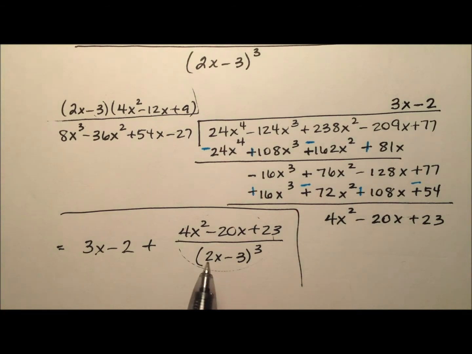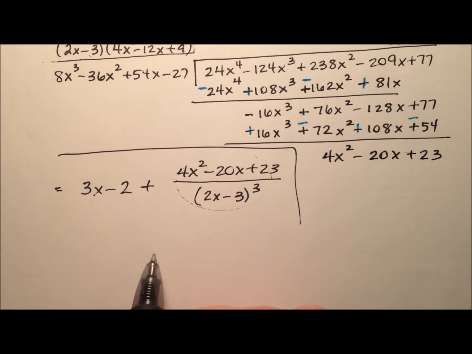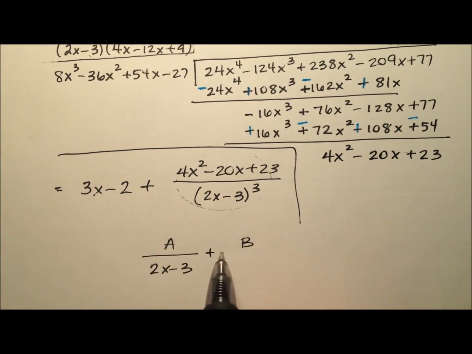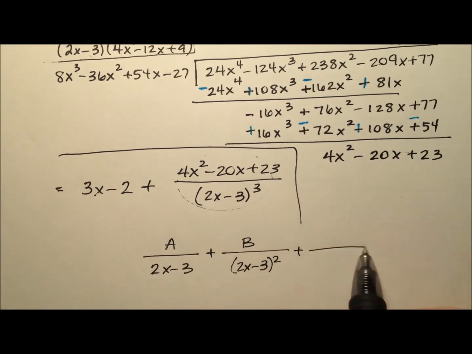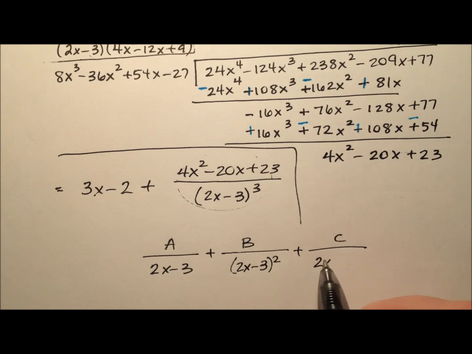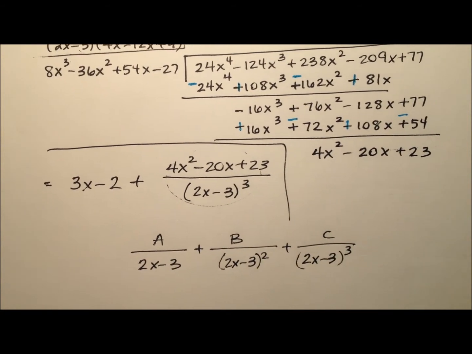Okay, so I see that I have a linear factor, and it has a power here, so I have repeated linear factors. So I know that this is going to break down into, well, A over 2x minus 3, B over (2x minus 3) squared, and C over (2x minus 3) cubed. Okay?